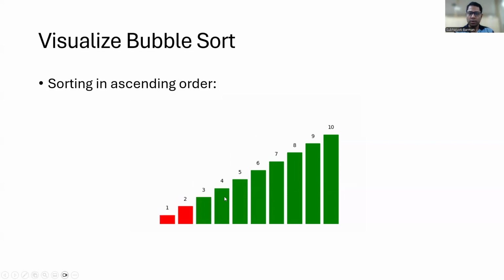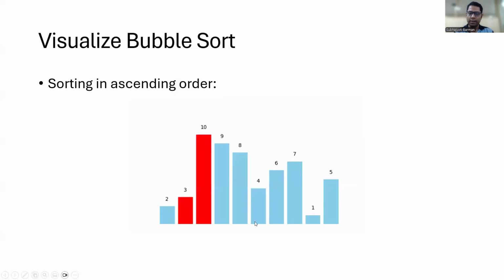So this is the fourth iteration. So we place 4, then 3, 2, 1. So all are now green. So that means sorting is done. So visually you can identify that we were able to sort this array.